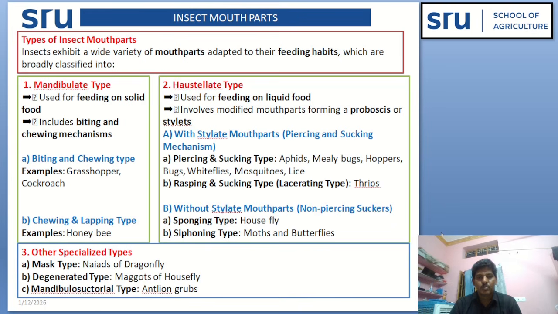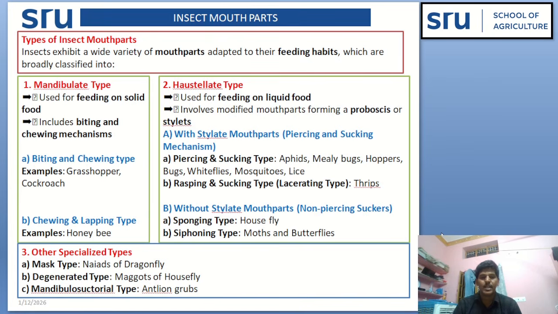Types of insect mouthparts. Insects exhibit a variety of mouthparts. They are adapted to their feeding habits, which are broadly classified into two types, that is mandibulate type and haustellate type. Mandibulate type is used for feeding on solid food. Mandibulate type includes biting and chewing mechanism.